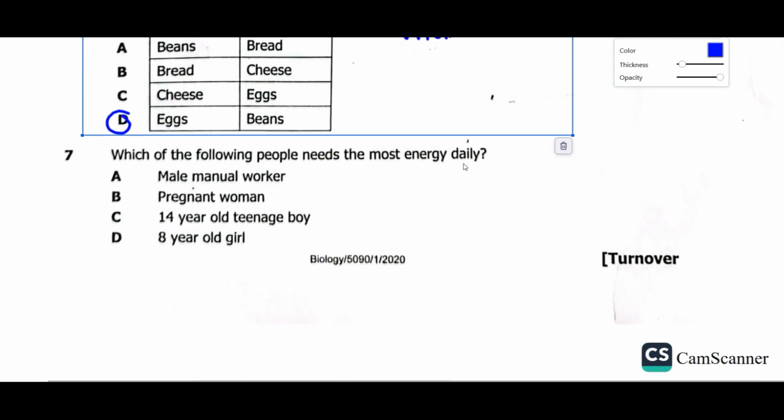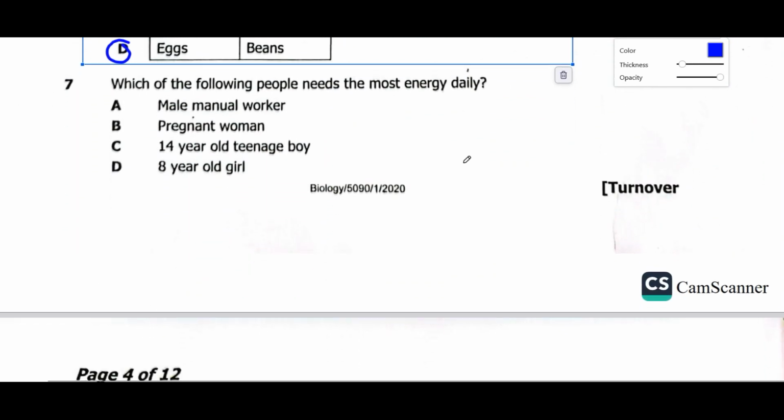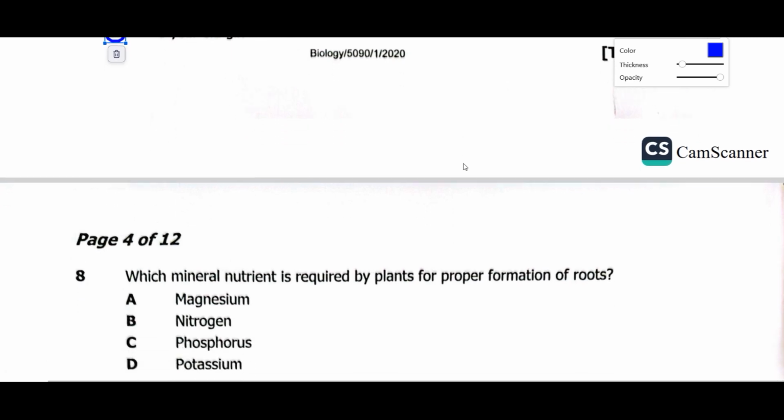We move on to question 7. Which of the following people needs the most energy daily? So energy is required mostly by young people, so we are going to choose an 8-year-old girl, because as the person is growing up, a lot of energy is required for growth.